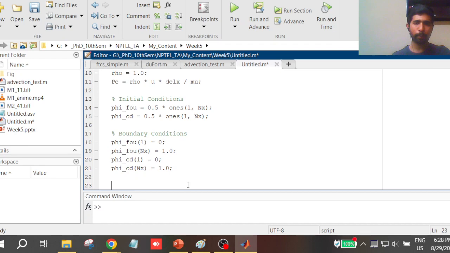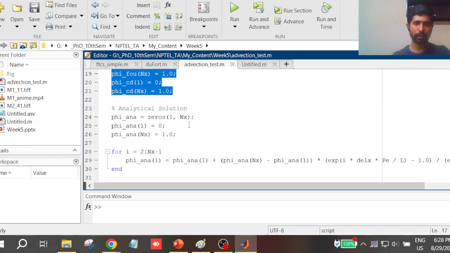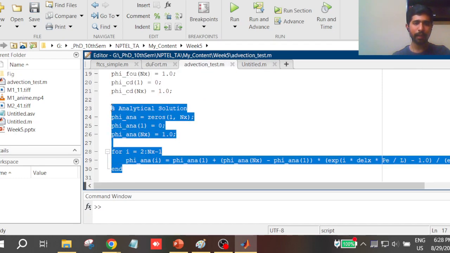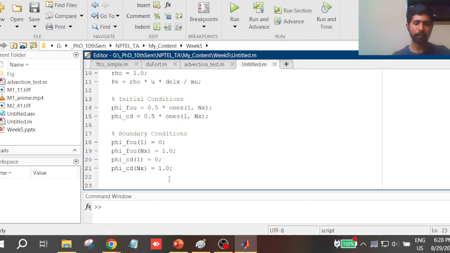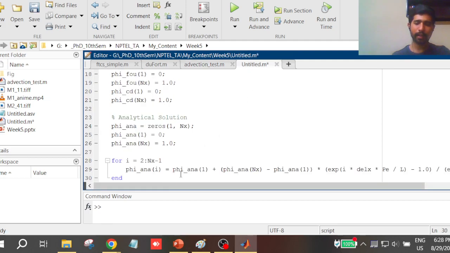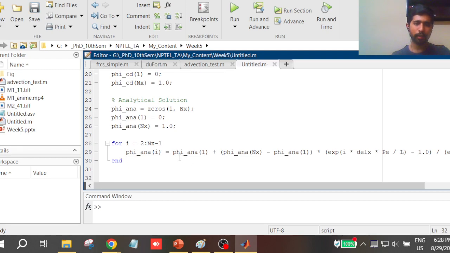So these are all the pre-processing steps in your code. And then I am calculating the analytical solution. The analytical solution equation I think was also given. It is an exponential relation. The phi analytical is equal to phi analytical at the 0th grid point plus delta phi, that is the phi analytical at nx minus phi analytical at 1. This is actually the boundary condition. We already know the value at the first and the next grid point. That comes from the boundary condition, and then this exponential relation.